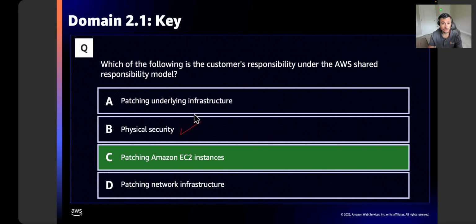Not related to physical security, that would be AWS. Everything related to physical security, the underlying infrastructure or the network infrastructure, the entire AWS global infrastructure, the software infrastructure, the network infrastructure, the physical security and maintenance of the servers, that's all AWS, right? So if you're dealing with EC2, you would need to make sure that those instances are patched.